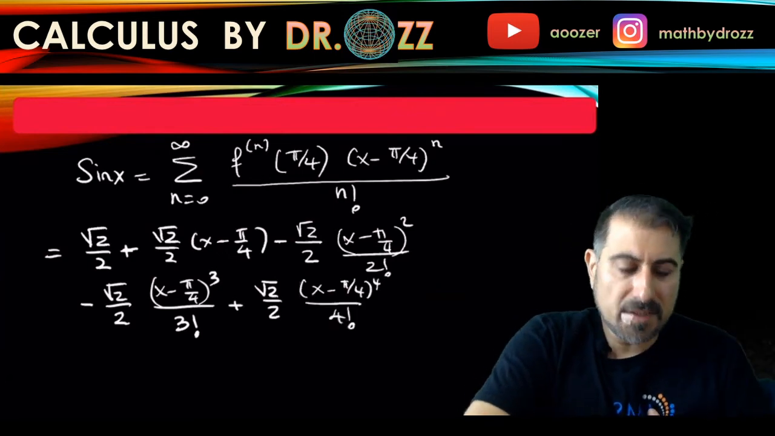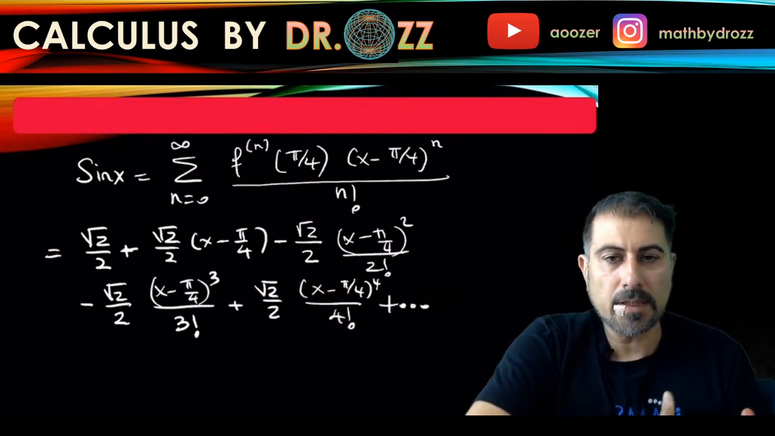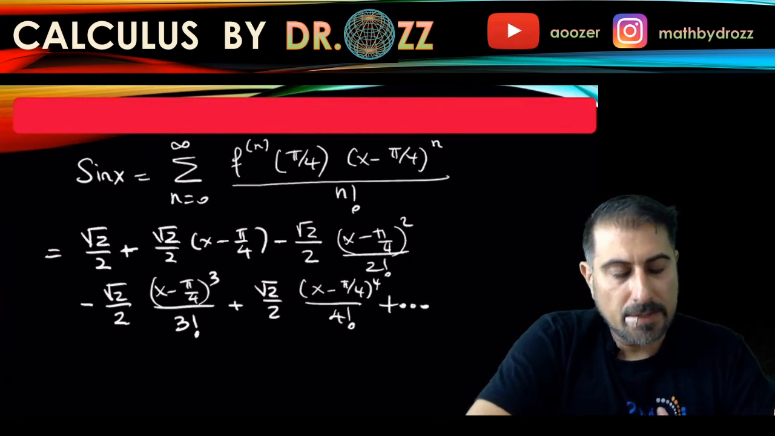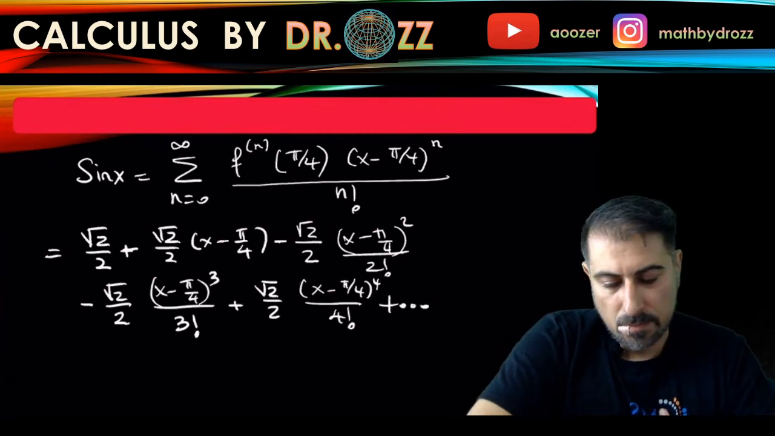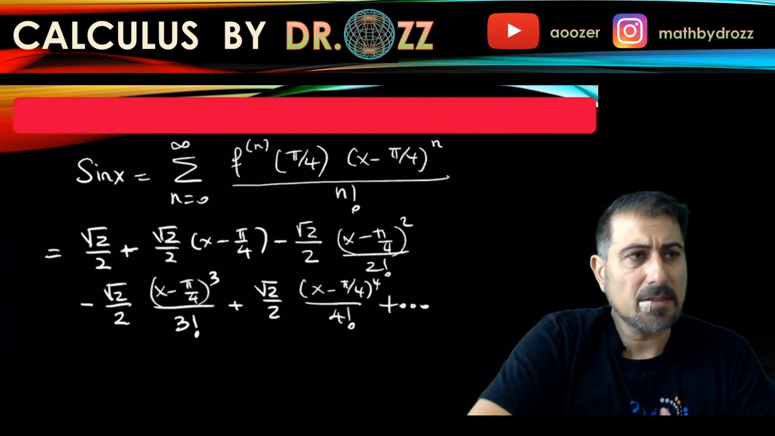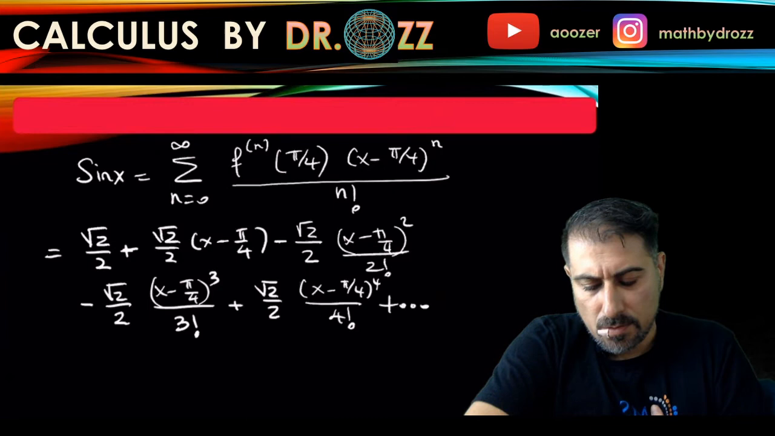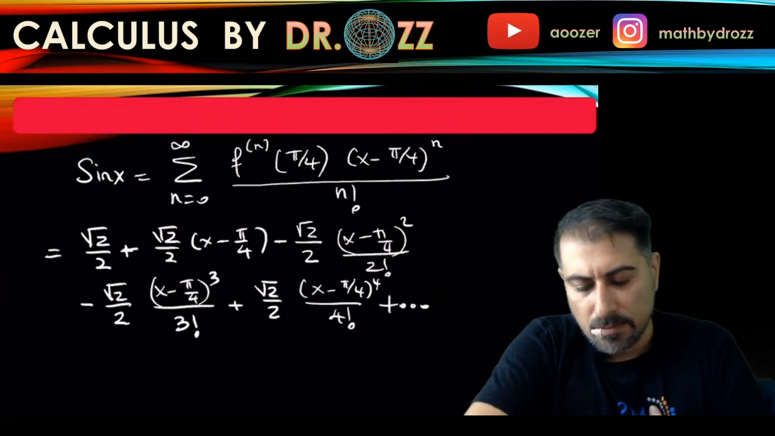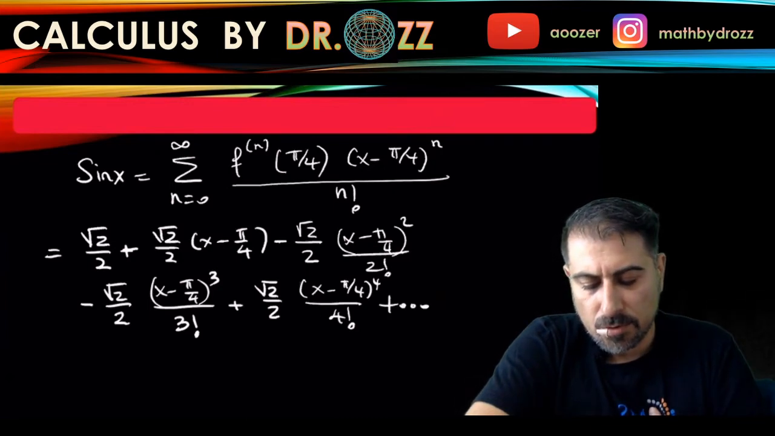And this goes obviously on and on and on. So if you just write them explicitly, it goes on. Let's write this in a very clean form. Well, we can factor the radical 2 over 2.